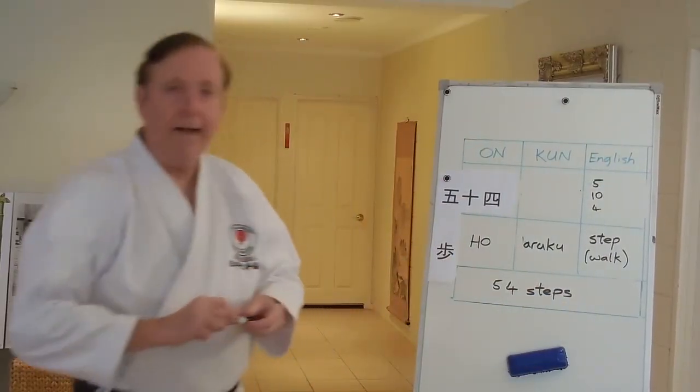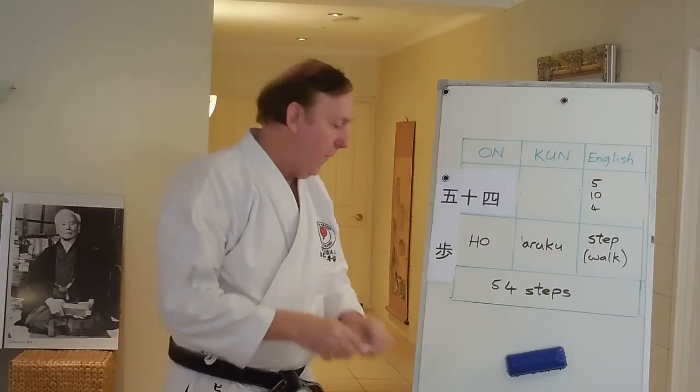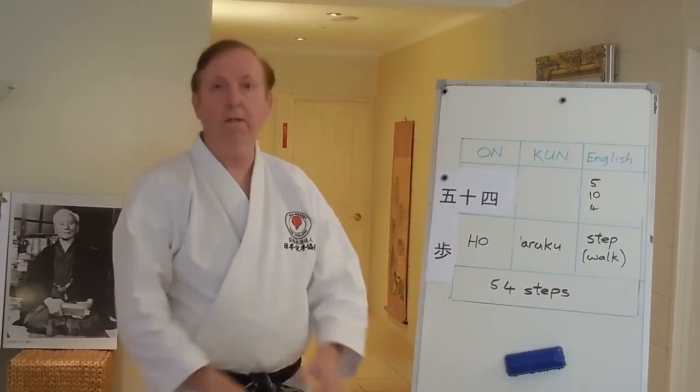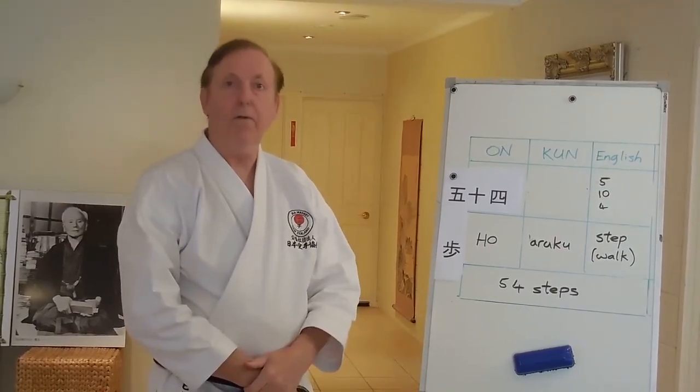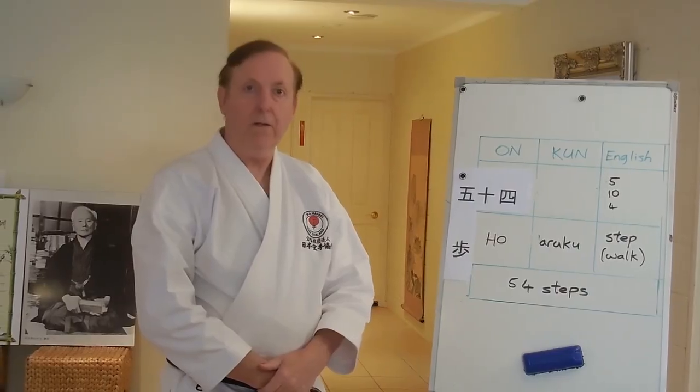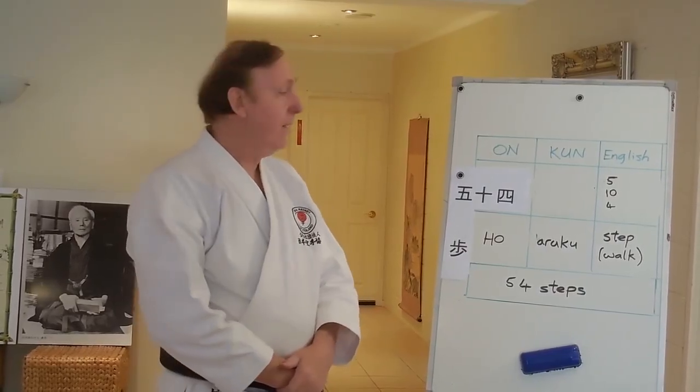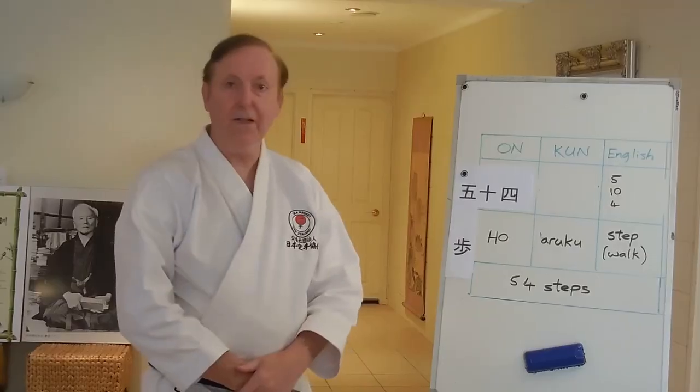So that completes all of the different kata and their respective origins of the words and what they mean in both Chinese on and Japanese kun. So that's all we're going to do for this particular section.